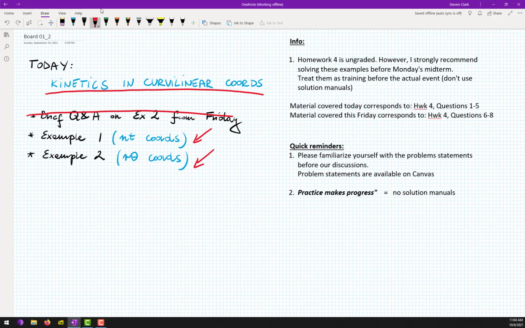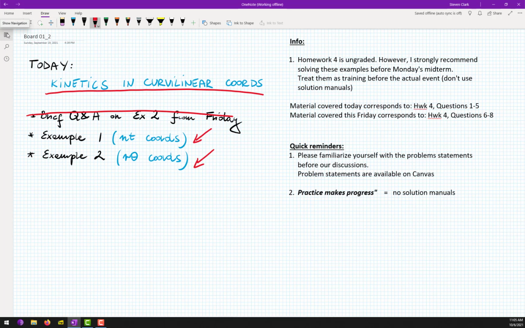But anyway, even though this is ungraded, just have a look at it, and try to solve those problems. And a quick reminder, practice makes progress. Remember that. Okay, that's all. Did I forget about anything?